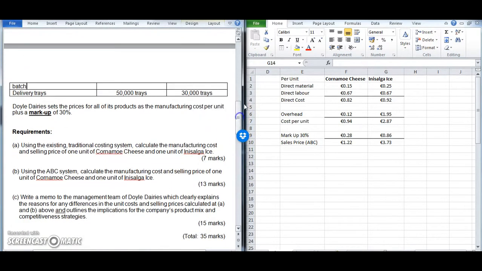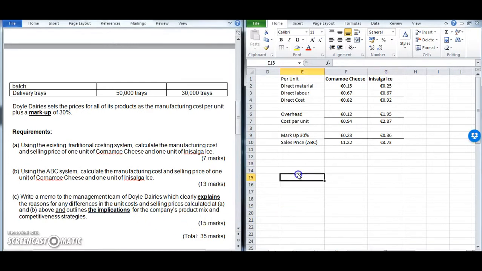Part C then asks you to write a memo. Again, there will be marks going for a memo, so be careful in terms of presentation and the deliverable required. Write a memo to the management team at Doyle Dairies which clearly explains the reasons for any differences between A and B above, and outlines the implications. So explains and implications are two separate things. There will be marks going for each.